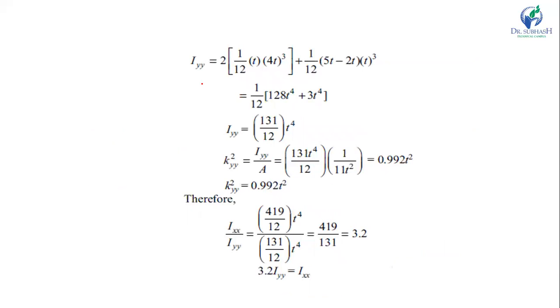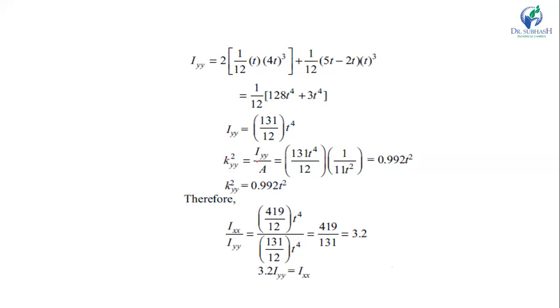Now Iyy, moment of inertia about y, is equal to 2 into 1 by 12 t into 4t cube plus 1 by 12 into 5t minus 2t into t cube. By simplifying this equation, you will get 1 by 12, 128 t raised to 4 plus 3 t raised to 4. Therefore Iyy is equal to 131 by 12 t raised to 4.